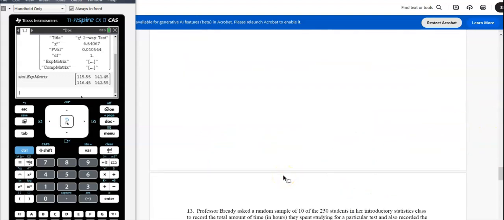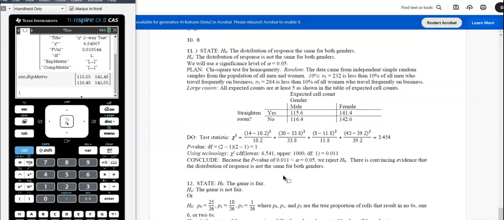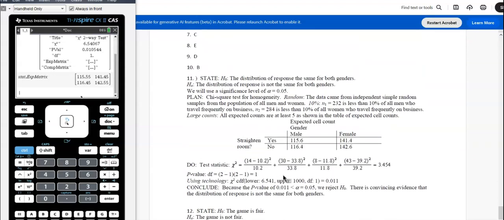If you want to see the answers as chosen by them, this is the answers for that one. So let's see if we missed anything. Looks pretty good. So you can just say that distribution of response is not the same for both genders. There is a difference. Looks about right.